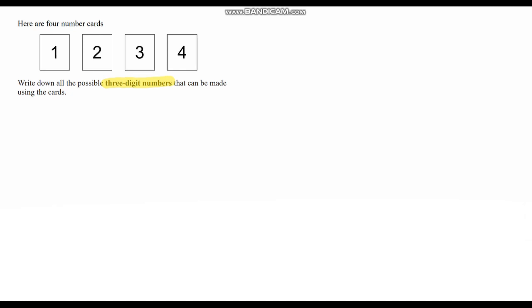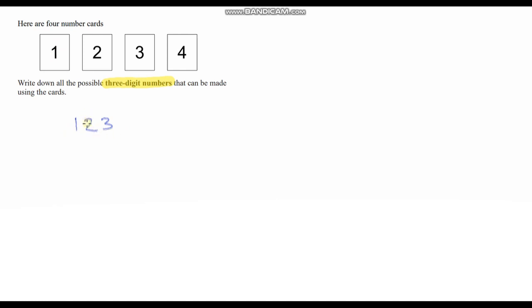So again, let's go through this systematically, and the way I'm going to do it is I'm going to start off with the smallest number that we can make and then just get bigger and bigger. So what is the smallest 3-digit number that we can make? Well, we can't repeat digits, so we can't have 111. So the smallest number would be 123. Now let's just keep going up.